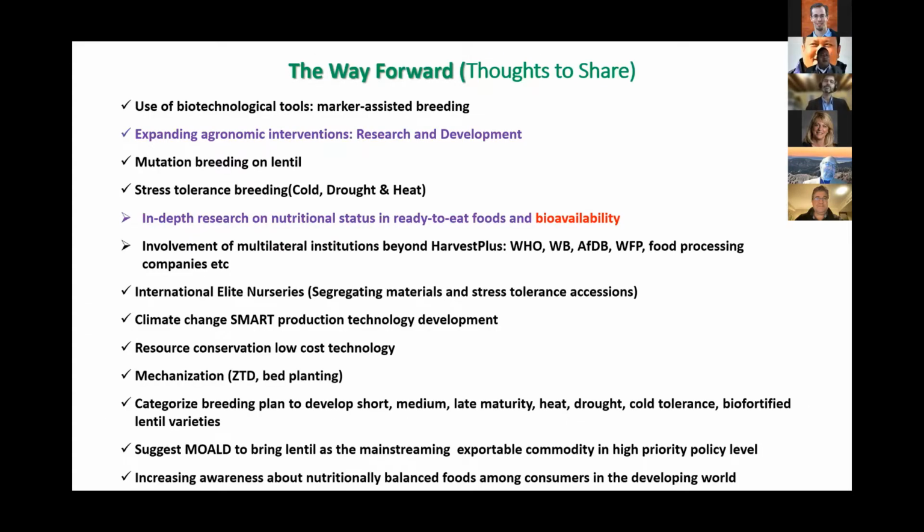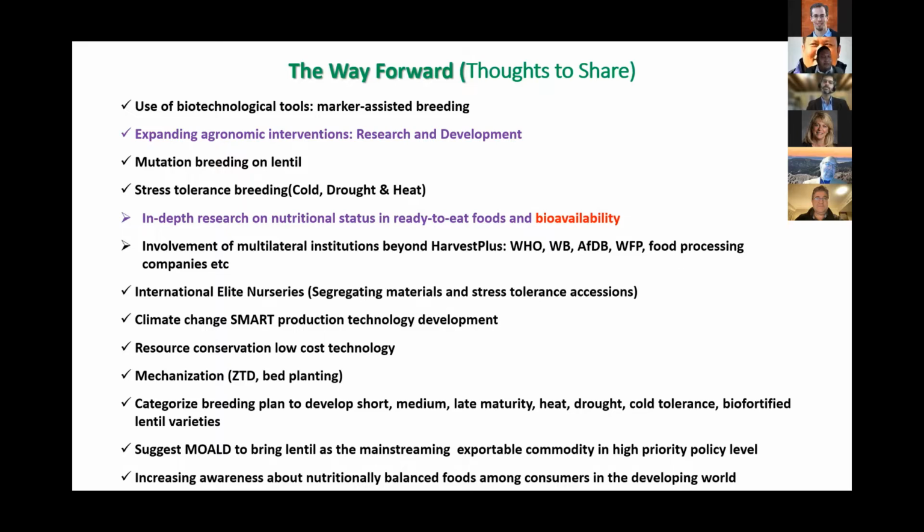And the way forward is that we need to use our biotechnology tools for fast-track breeding. We also need to focus on stress tolerance breeding, and also on climate change smart production technology development. We have to focus on that, and then on resource conservation technology.